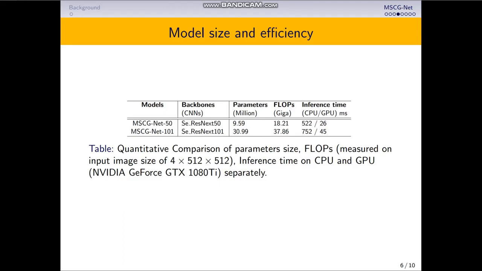And the table shows the model size and the efficiency. So basically, our model is lightweight. For example, the first model with ResNet-50 as backbone has only 9.59 million parameters with 18.21 gigaflops. And its inference time on GPU is very fast, achieving real-time capability.